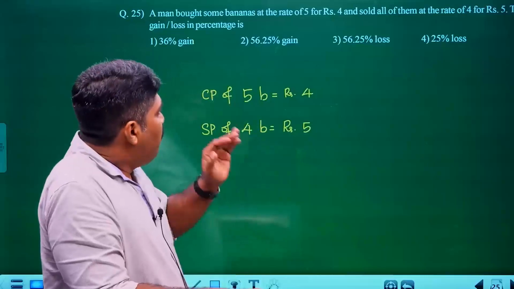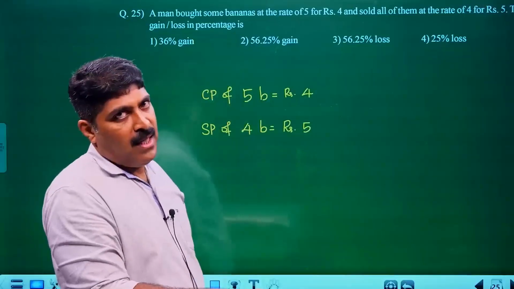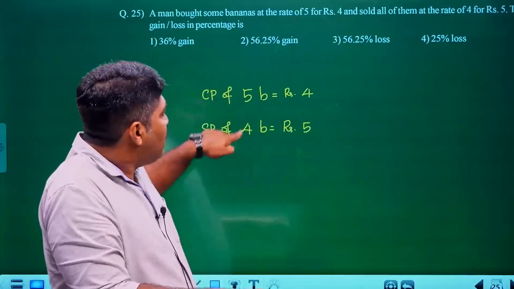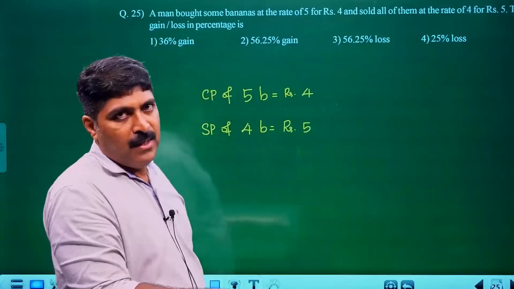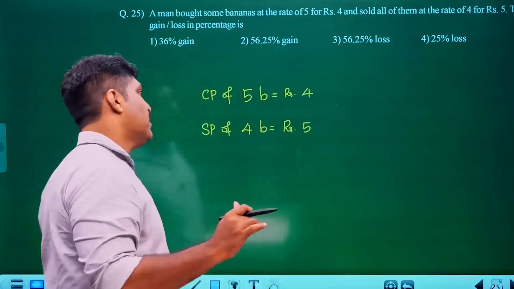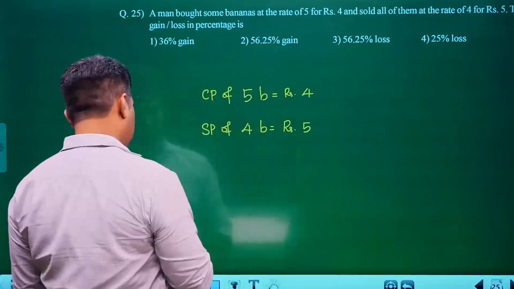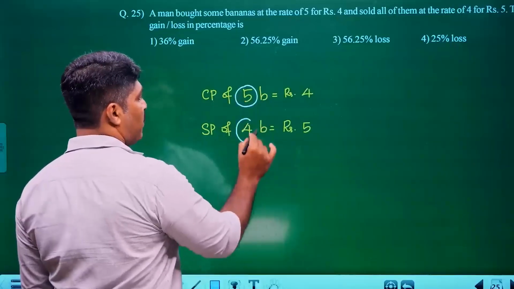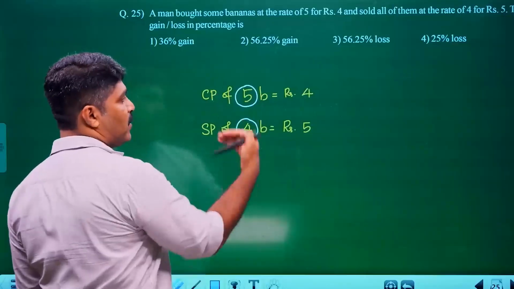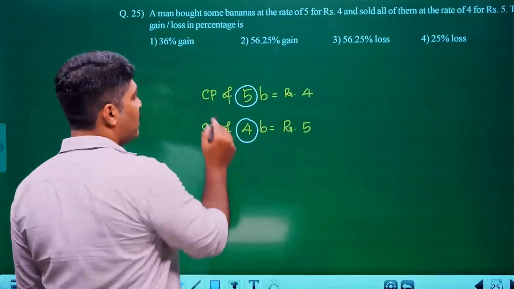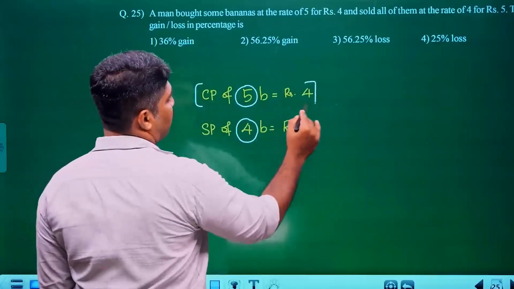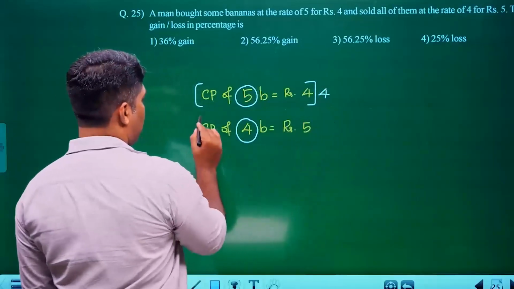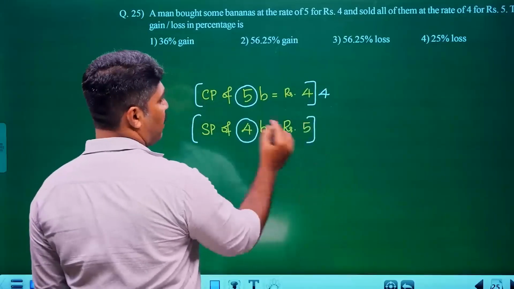So therefore, to find the profit percentage, we have to equate these two quantities together. How can we equate them? There's 5 and 4. We have to equate those two quantities because that will give the inference that we purchased an equal number of quantities. For that purpose, I multiply the first equation entirely by 4, and the second equation entirely by 5.